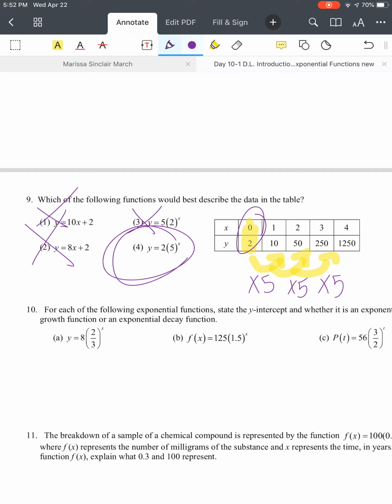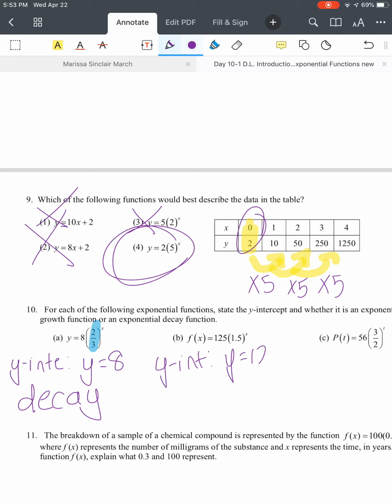Okay, so the y-intercept is the number in front of the parentheses. So this is y equals 8. And I know that it is decay. It is decay because the number in the parenthesis is less than 1, 2/3 is less than 1. So it's decay.